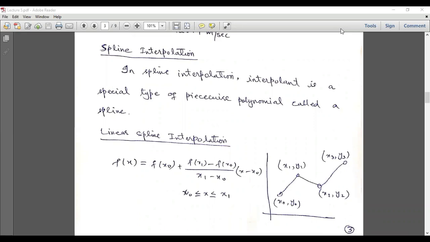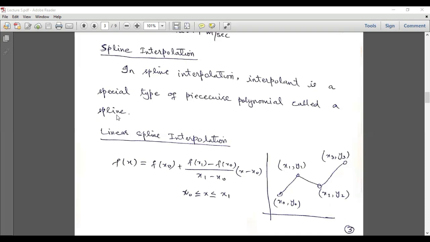In this lecture I am going to discuss the last method of interpolation which is included in this course. That last method is spline interpolation. In spline interpolation, the interpolant is a special type of piecewise polynomial called a spline. So spline interpolation also has two types. One is linear spline interpolation, the second one is quadratic spline interpolation.